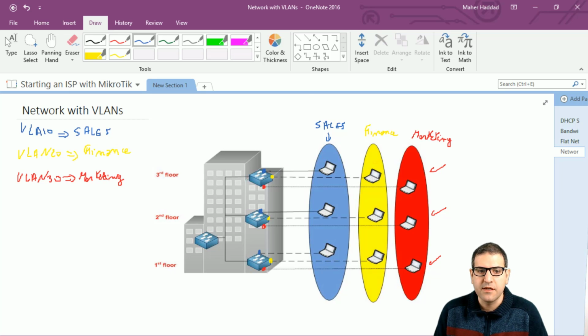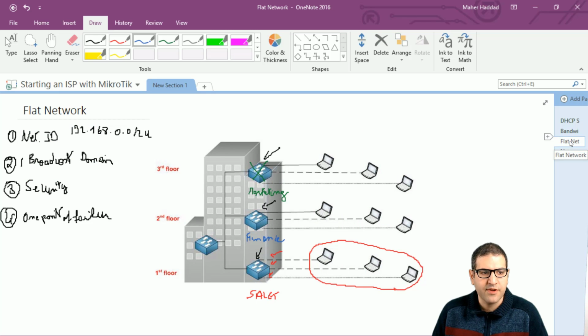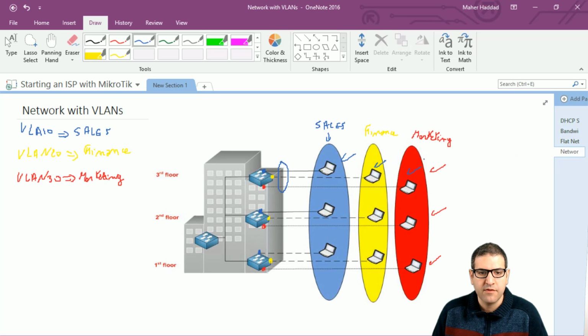So you can see here that this PC and this PC and this PC, they are all connected physically to each other. You can see here the cable, but they cannot communicate to each other. Why? Because each of the PCs is inside a different VLAN. And in this case, we will solve the problems that we have just mentioned here, which are the network ID, the broadcast domain, the security, and one point of failure. How can we solve the problem?